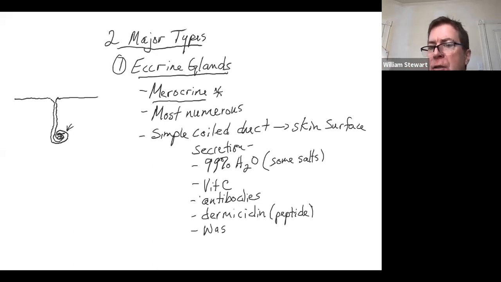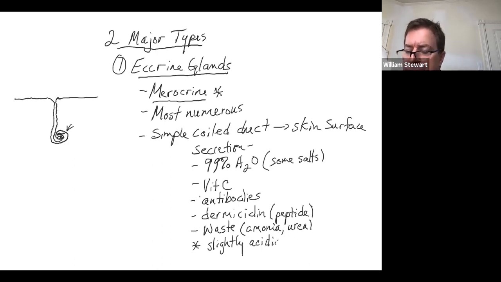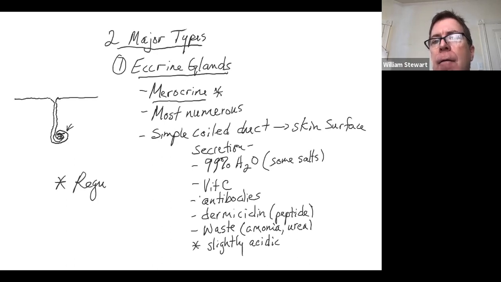Occasionally, we might have some waste product, things like ammonia, urea. Those are from breakdowns of nitrogenous bases, nitrogenous-based products. And the last thing I'm going to say is this sweat tends to be slightly acidic. That also helps fight bacterial growth on the surface of our skin as well. These eccrine sweat glands are regulated by the sympathetic nervous system.